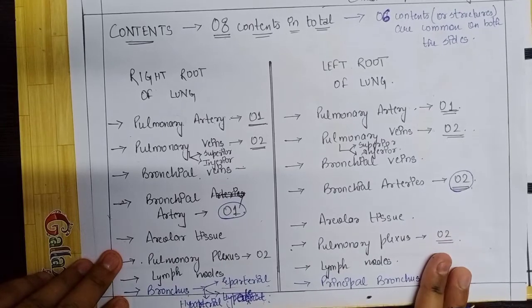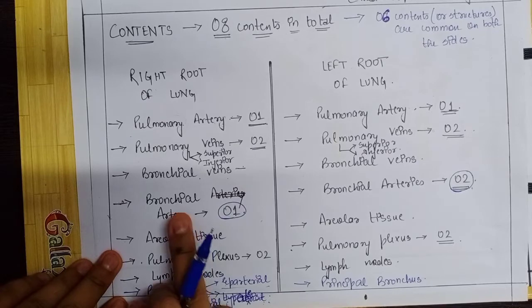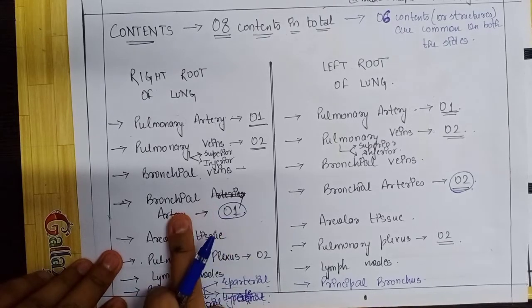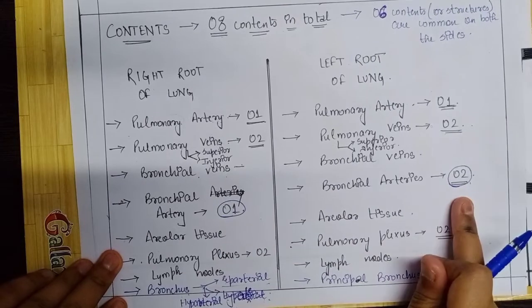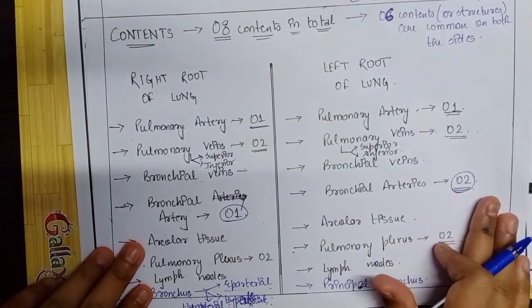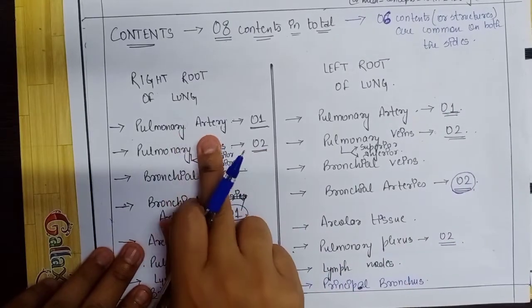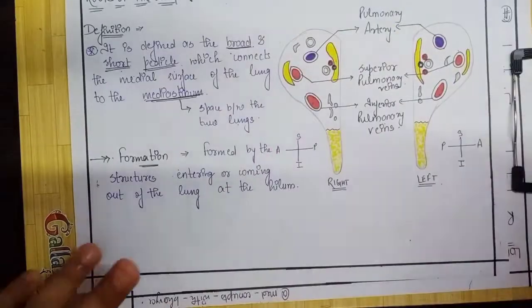What are those 2 contents? One is the bronchus, which we already studied, and then we have bronchial arteries. On the right side we only have 1 bronchial artery, and on the left side we have 2 bronchial arteries. Now let us mark the bronchial arteries. I already told you the pulmonary artery alone is blue in color. The bronchial artery would be red only, so do not get confused.